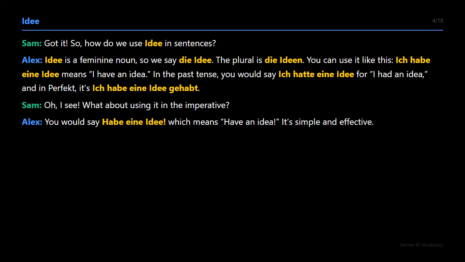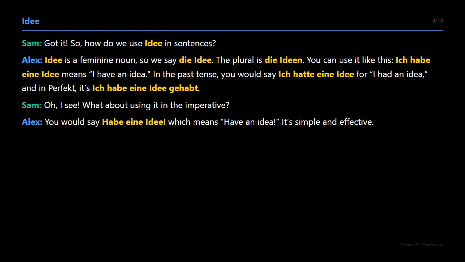Oh, I see. What about using it in the imperative? You would say: Habe eine Idee. Which means have an idea. It's simple and effective.